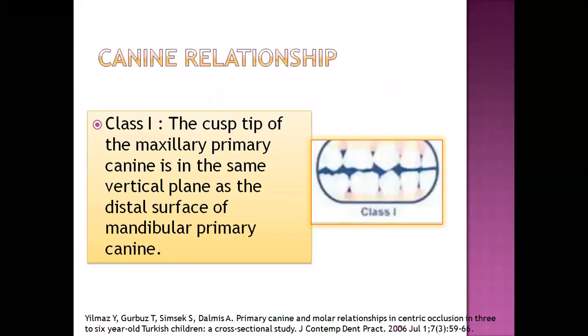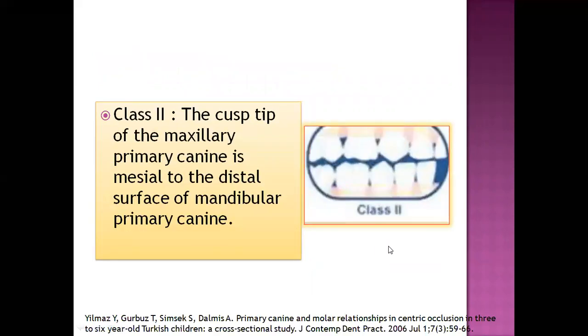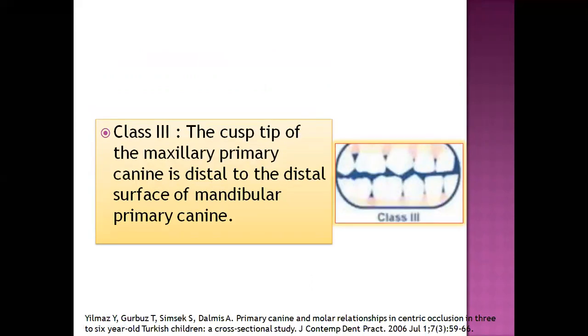Now, canine relationship. In class 1 relationship, the cusp tip of the maxillary primary canine is in the same vertical plane as the distal surface of the mandibular primary canine. In class 2 canine relationship, the cusp tip of the maxillary primary canine is mesial to the distal surface of the mandibular primary canine. And in class 3 canine relation, the cusp tip of the maxillary primary canine is distal to the distal surface of the mandibular primary canine.